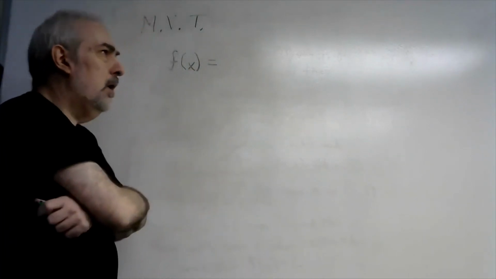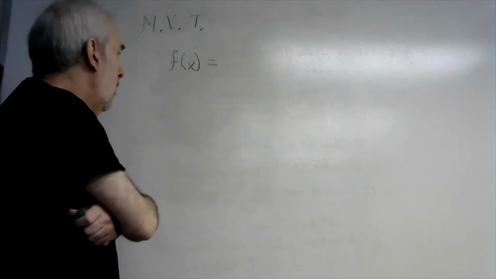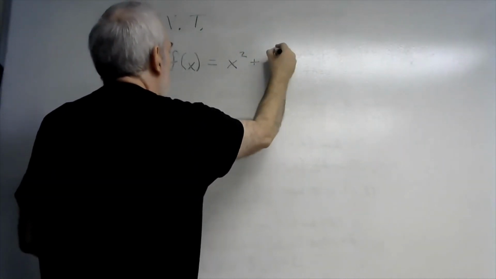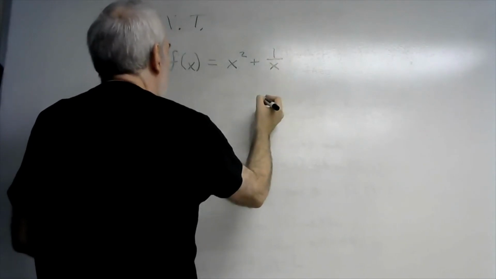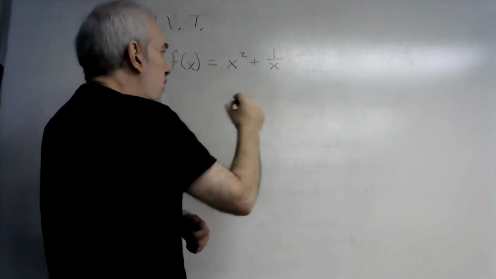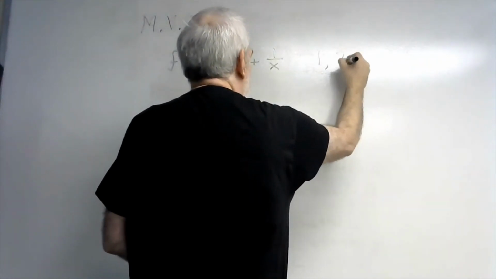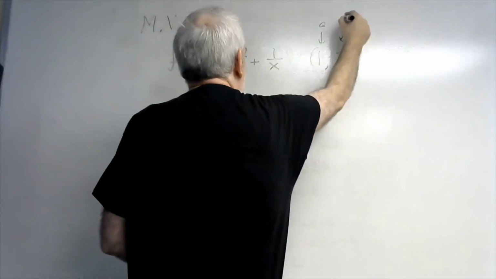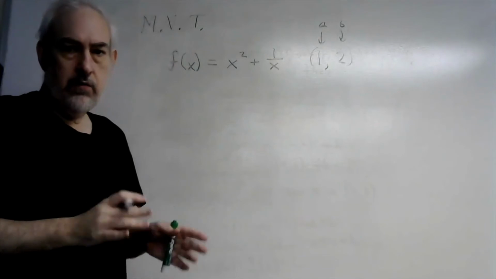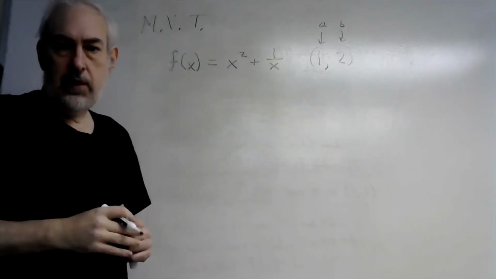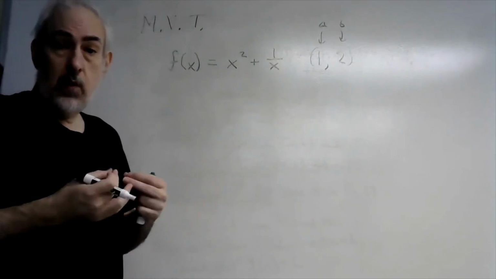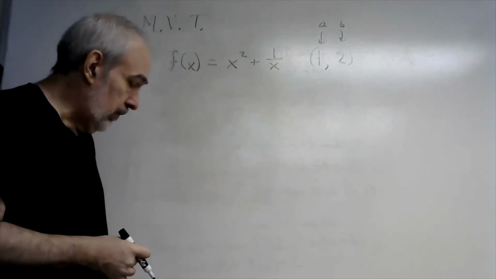Okay, why not? Let's do x squared plus 1 over x, and let's look at between the points 1 and 2. So that's going to be my a and my b. So I want to show that the derivative is equal to the slope of the secant line for some value between 1 and 2. And let's go ahead and find it to show that the mean value theorem is really working.